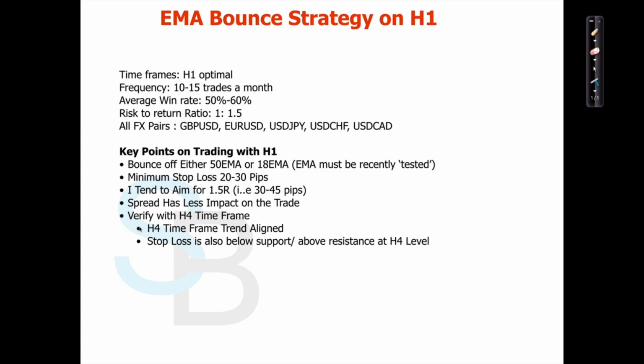Next, when we trade on the H1 time frame, we always look at the higher time frame, which is H4, to be aligned. So if H1 is in an uptrend and we're going long, H4 must also be in an uptrend. Vice versa, if you're going short and H1 is in a downtrend, H4 must also be in a downtrend. Next, very important, I want to ensure that on H4 the stop loss I place is below a strong support that has been tested when going long, and above a strong resistance when going short. Let me explain further right now.